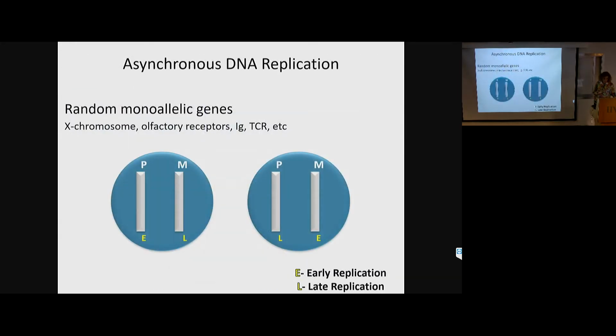So some time ago we showed that for immunoglobulin and other genes, we have asynchronous replication. In one cell, the paternal allele is early and the maternal is late. In the other cell, the maternal is early and the paternal is late.